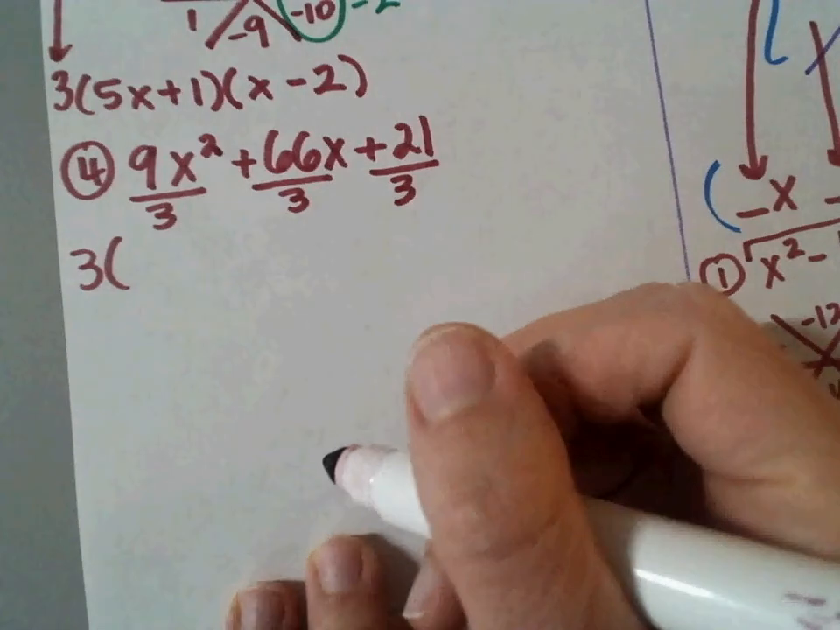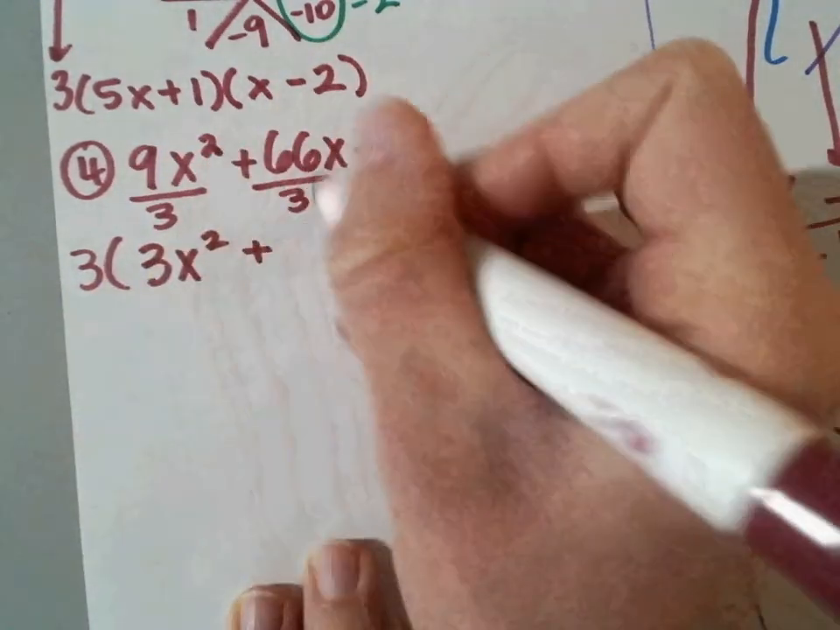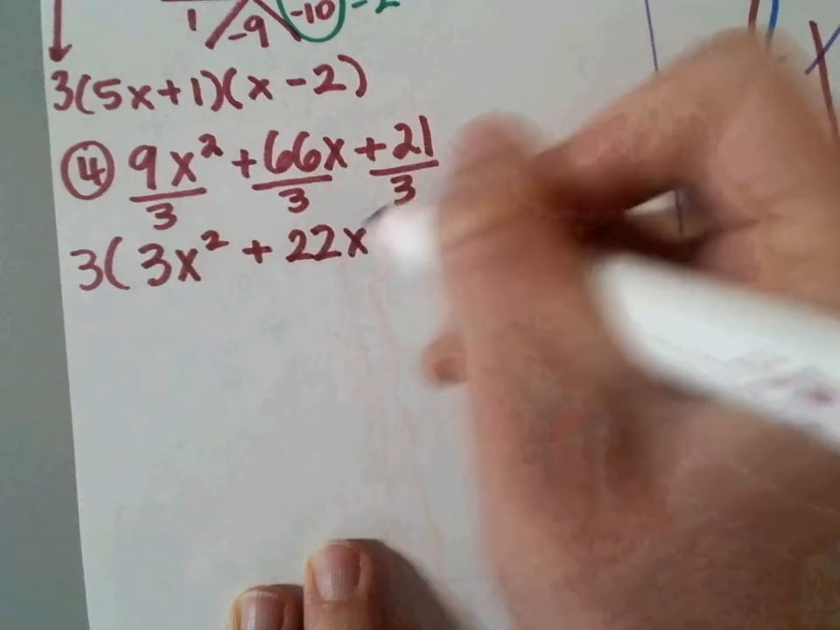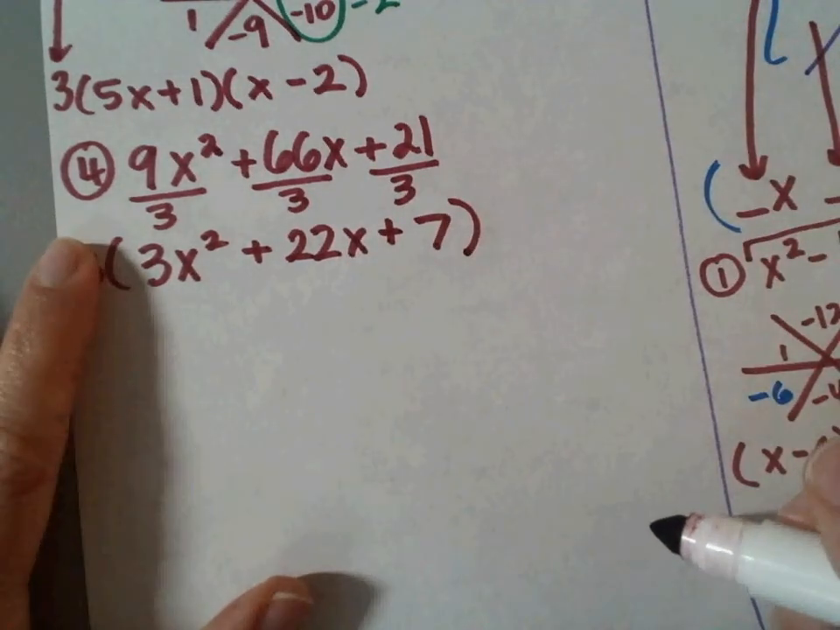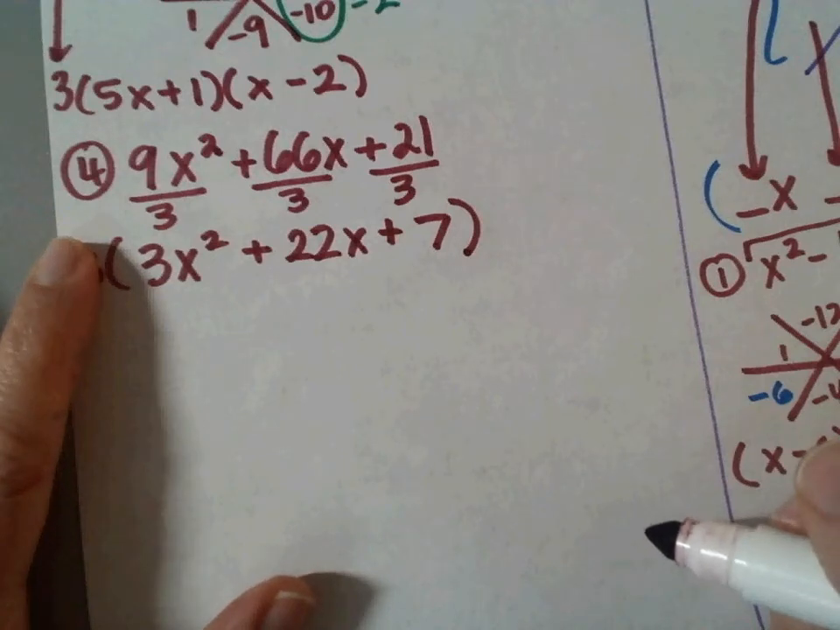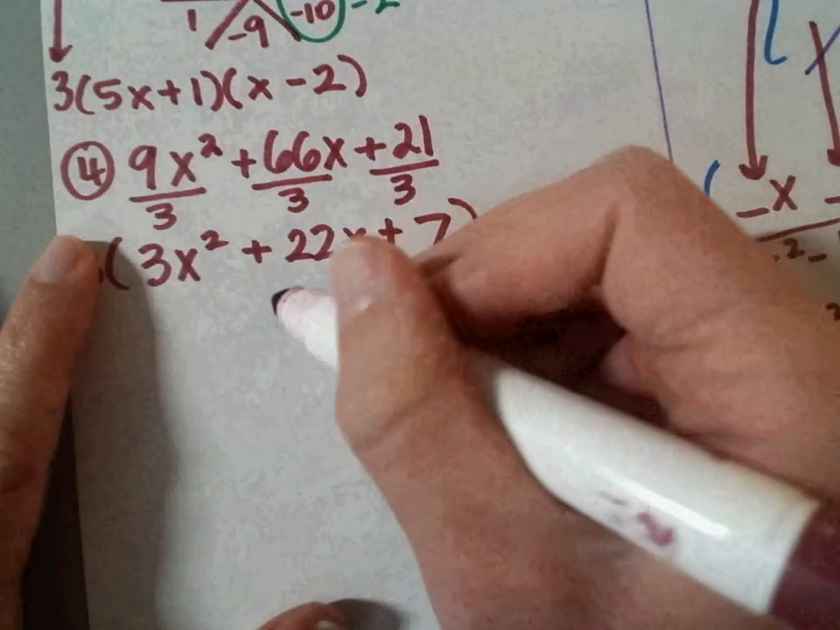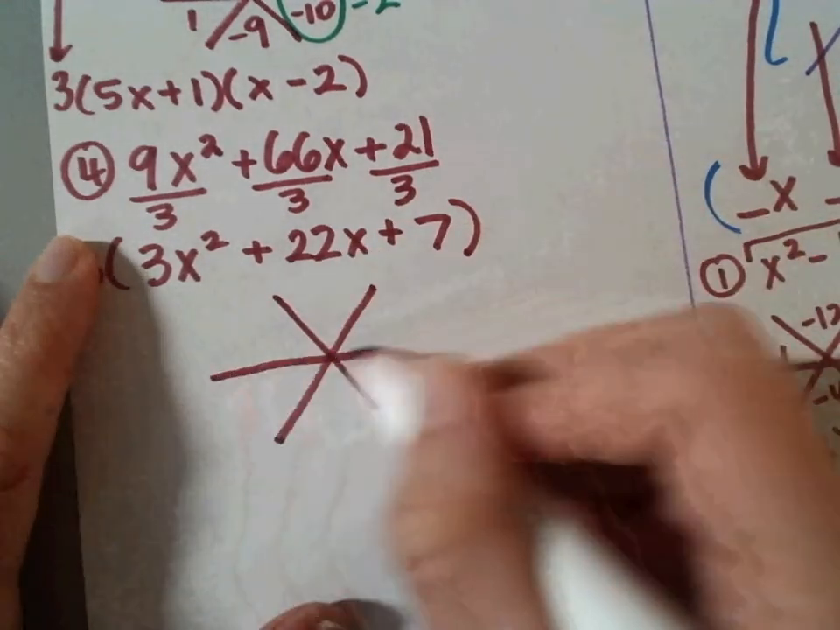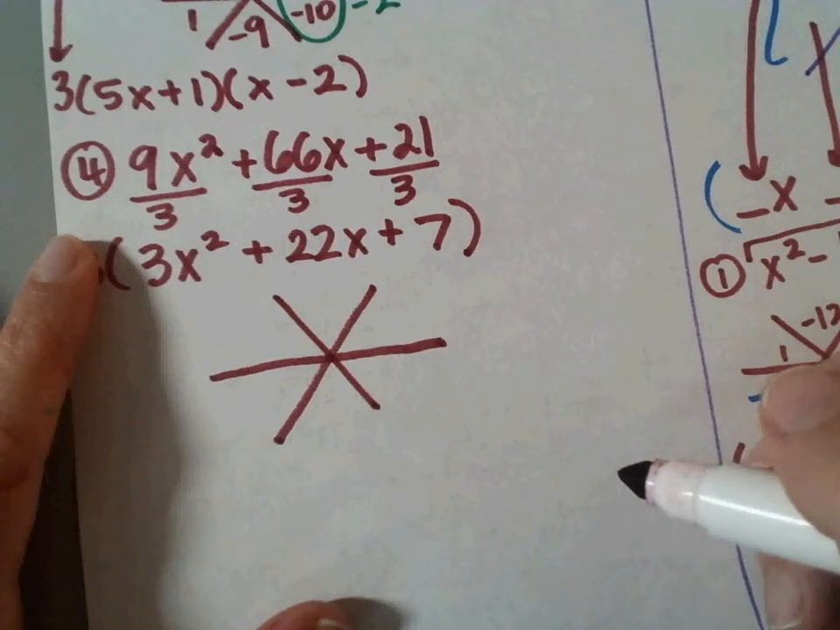So what do we get with 9x squared divided by 3? Anybody want to tell me what you got? 3x squared plus 22x plus 7. Good job. All right, cover up the 3. I have 3 terms left. 3 terms means you do the snowflake. Okay, so from here I would do snowflake. And let's see if you can finish this one off, okay? So get me a final answer.